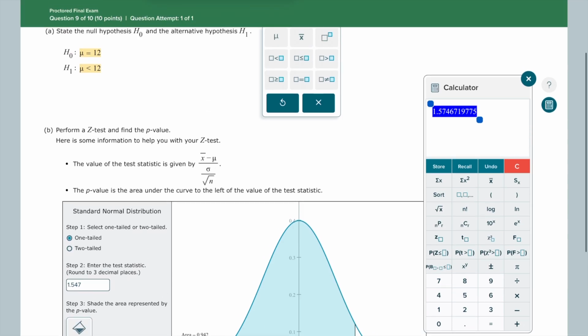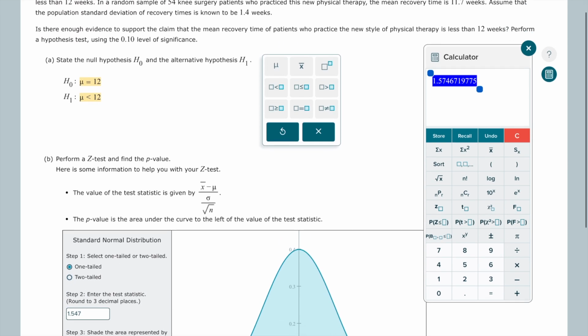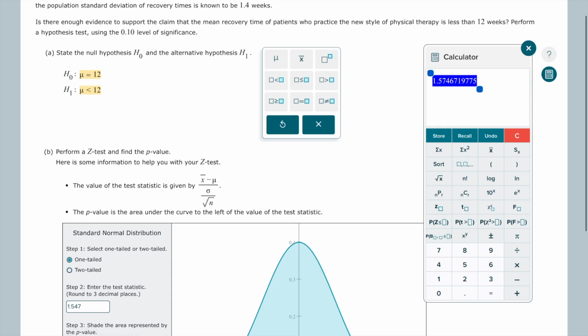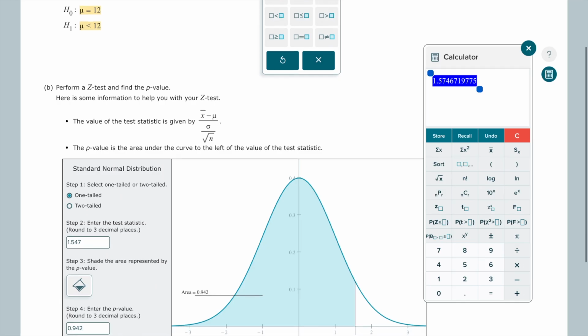It is not negative. I'm sorry. It's not negative. It's less than 12 weeks. Okay, let's just double check everything since I got confused there for a second. This is how you double check everything. The average is 11.7. I got 12, right? So it's going to be a positive z-score because it's bigger than the average. And it's going to be more than 50% because it's bigger than the average, okay?